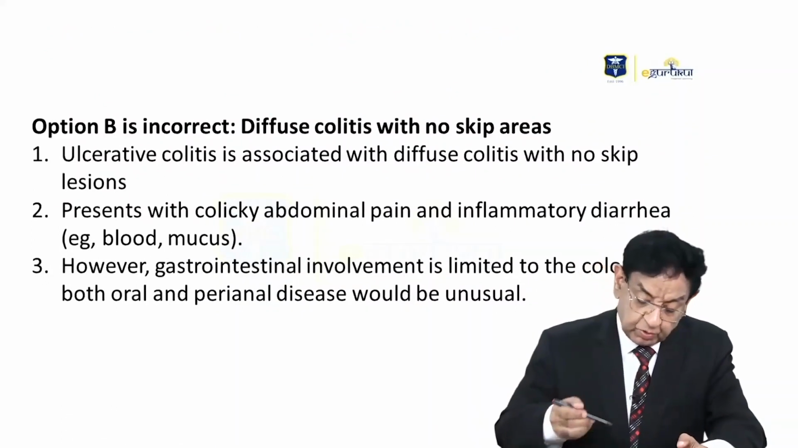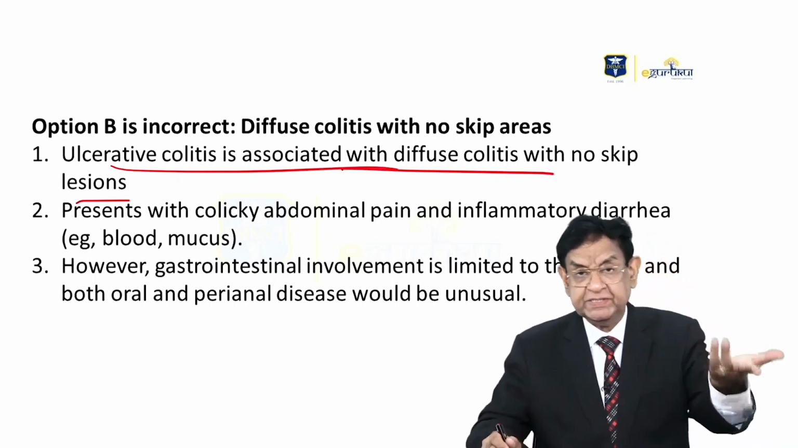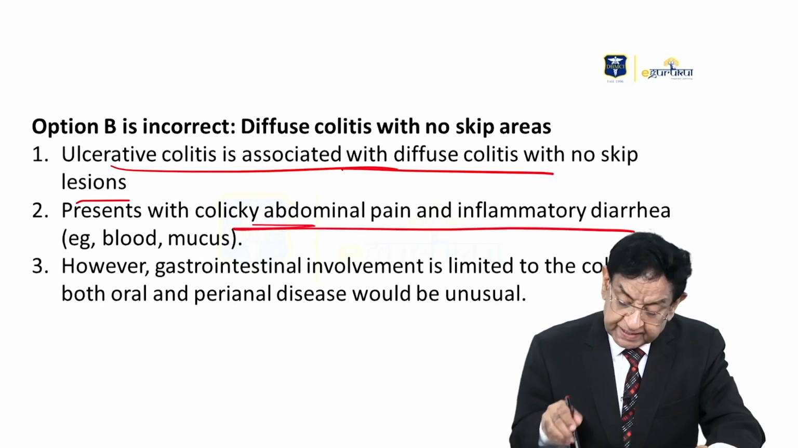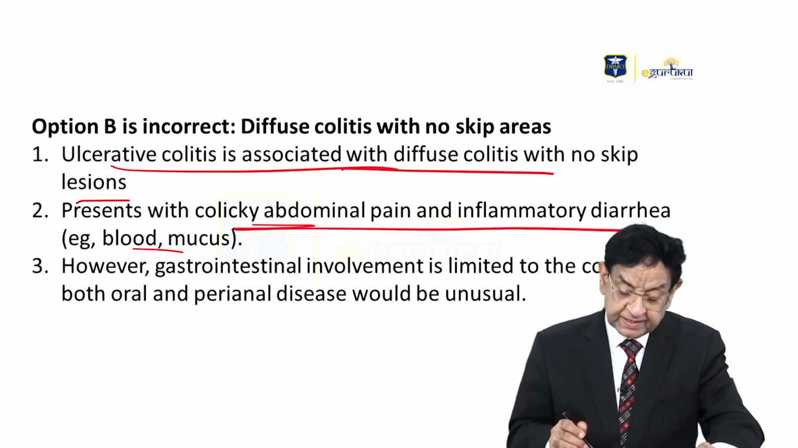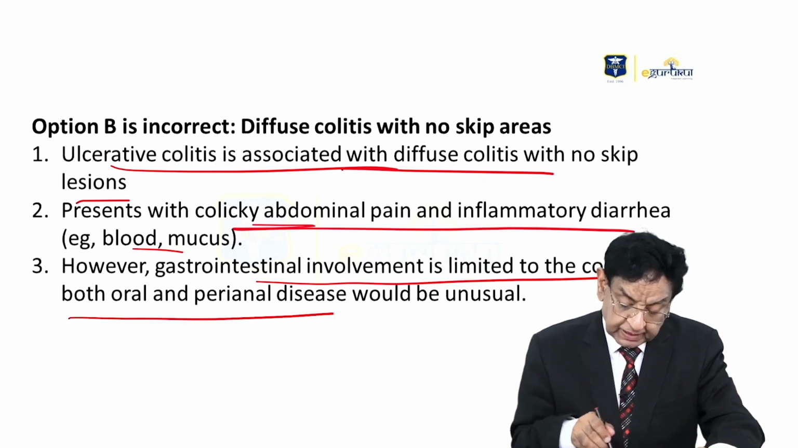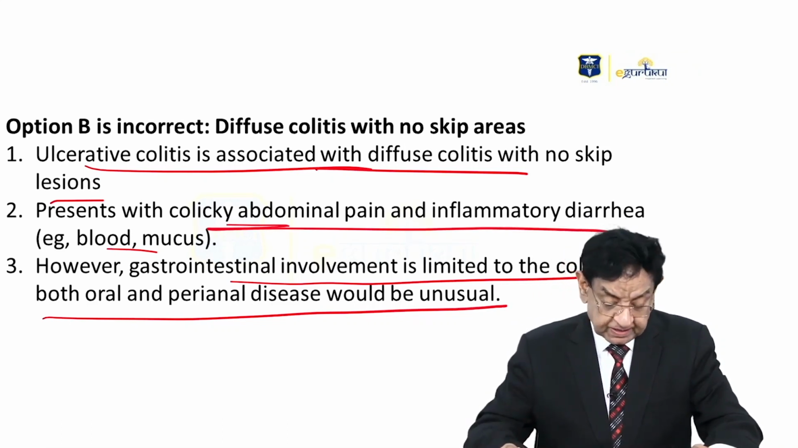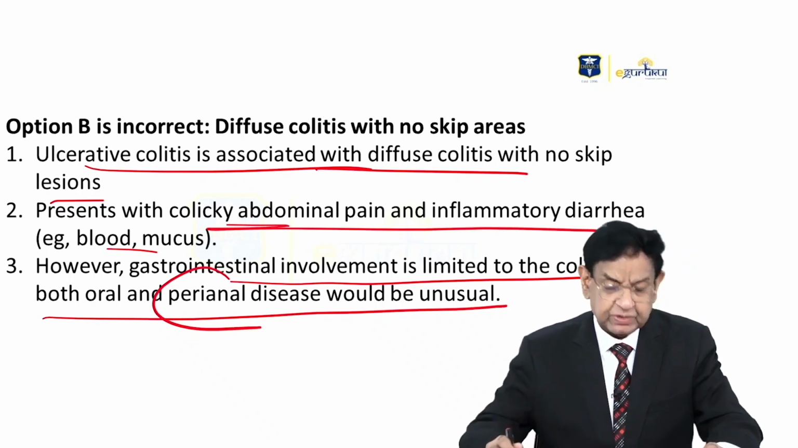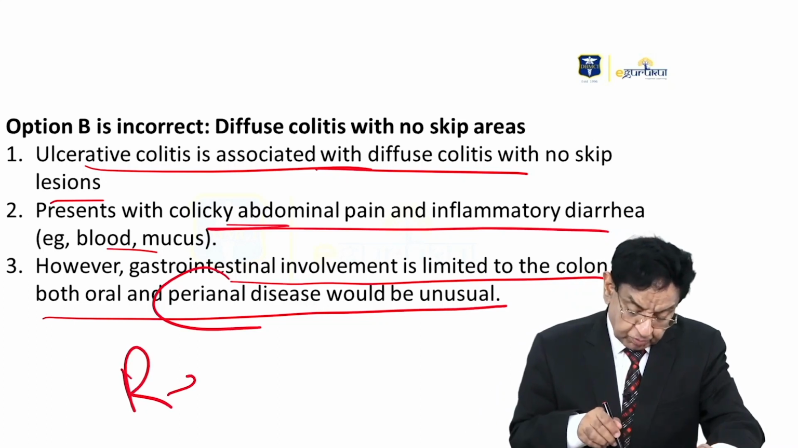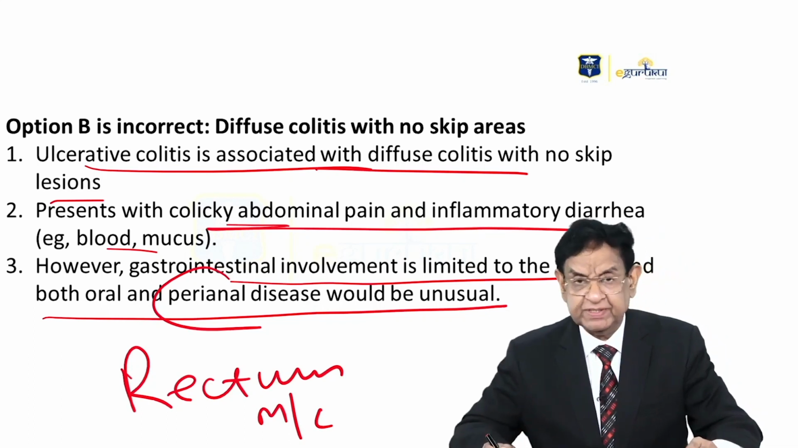Diffuse colitis with no skip lesion. This is ulcerative colitis. It involves only the large intestine, and colicky abdominal pain and inflammatory diarrhea can occur in this patient. However, GIT involvement is limited to colon, and both oral and perianal disease is usually uncommon. Tags and fistulas are not seen, although rectum is the most common site to be involved, but fistula formation is not a feature.